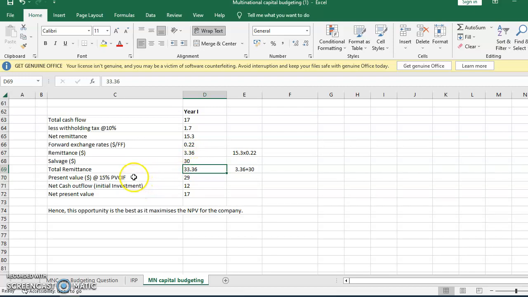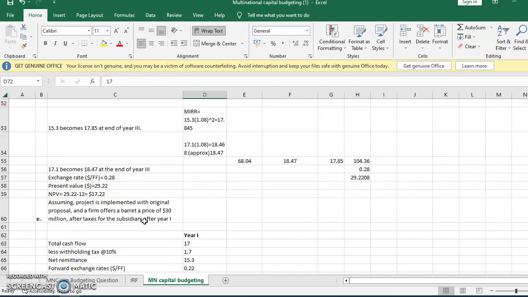So what is the present value? Now we know it is 1 divided by 1.15. We get the present value as around 28.98. Just calculate roughly, 5 and above 5 you can convert to the next number. So 29. The initial investment is 12 and therefore the net present value is 17. So we can say that the opportunity here is the best, as it is maximizing the net present value for the Carrot Corporation. Therefore we can accept the proposal.